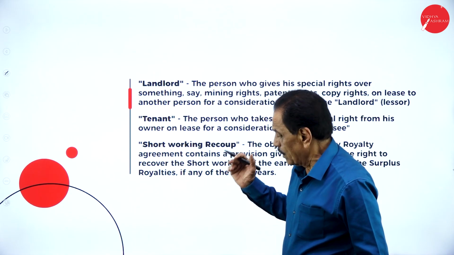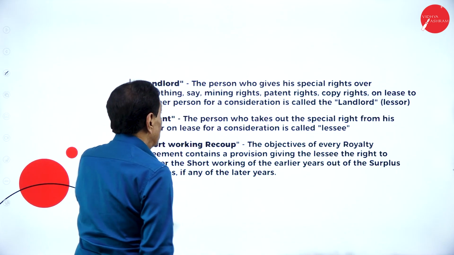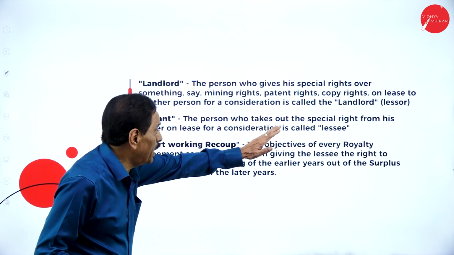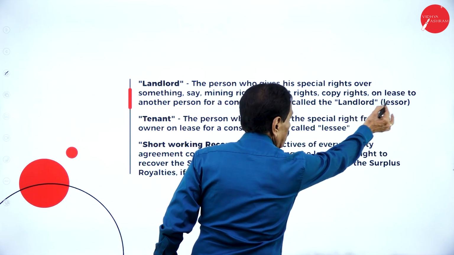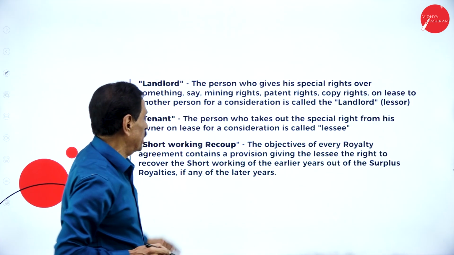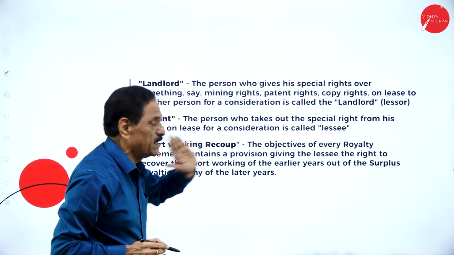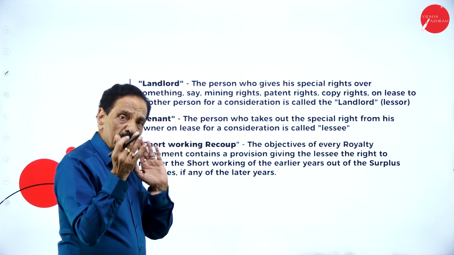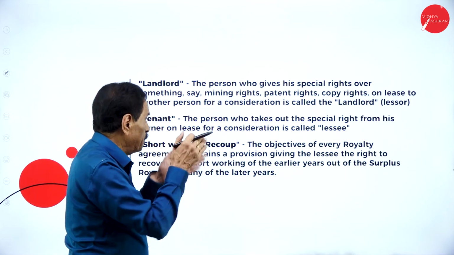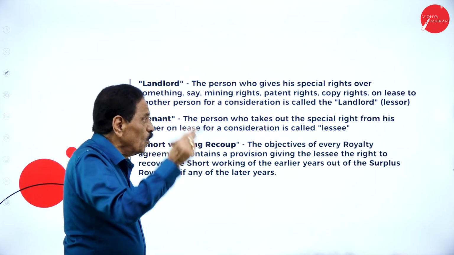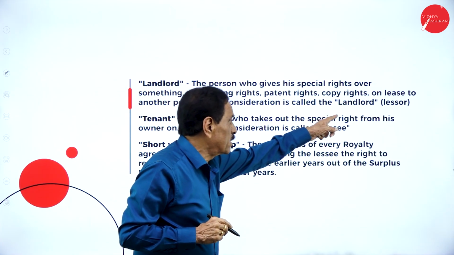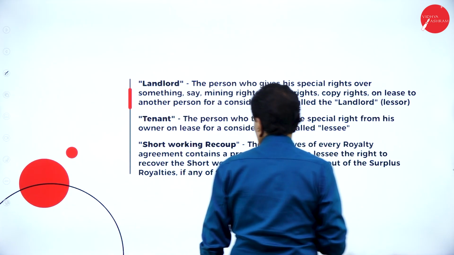Then, move on. Who is a landlord? The person who gives his special right over something, say mining rights, patent rights, or copyrights, on lease to another person for a consideration is called the lessor. The lessor is an owner who gives his special right to another person, called the lessee, who pays the money to the owner. The owner is called a landlord or lessor.